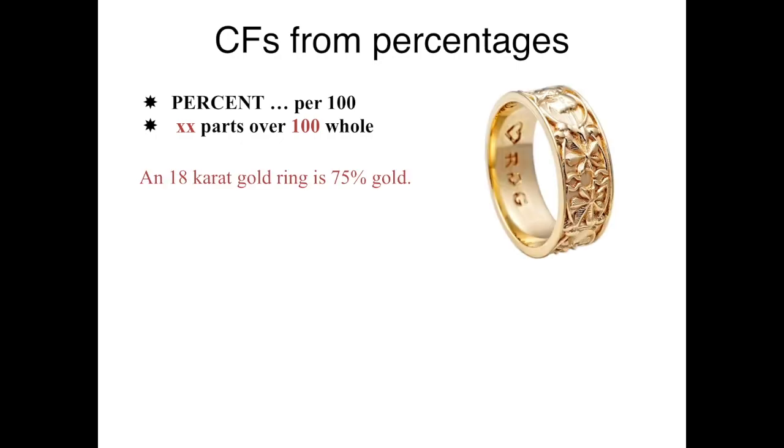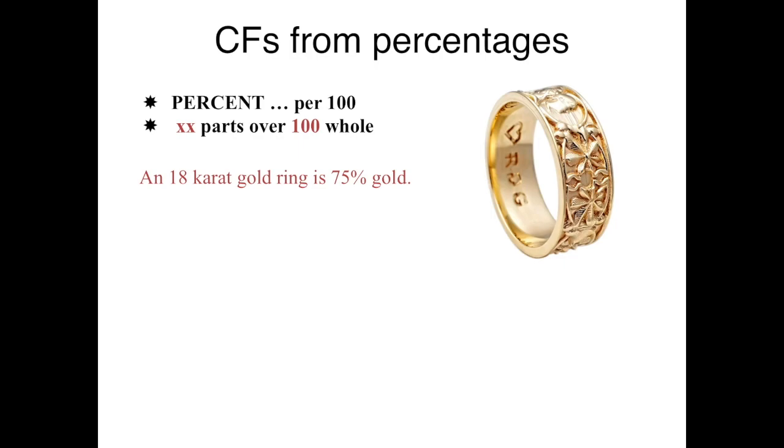And lastly, you can get conversion factors from percentages. If you break down the word percent, per is, there you go, that keyword per is a fraction. So percent means out of 100, right? So it's an X number of parts over 100 number of whole. So if it's 5%, it's 5 over 100. So here's an example. An 18 carat gold ring is 75% gold.